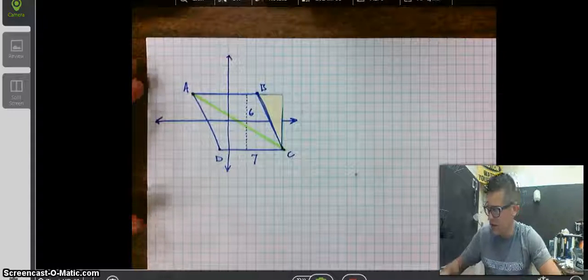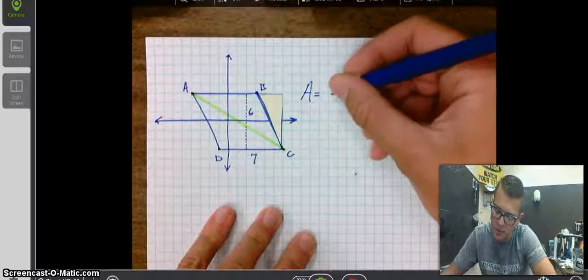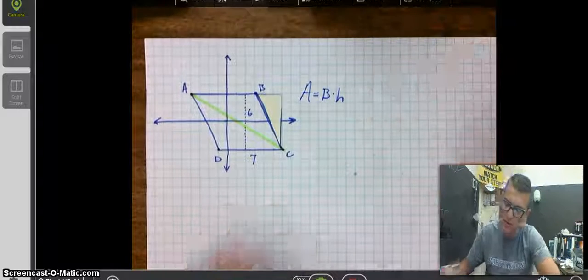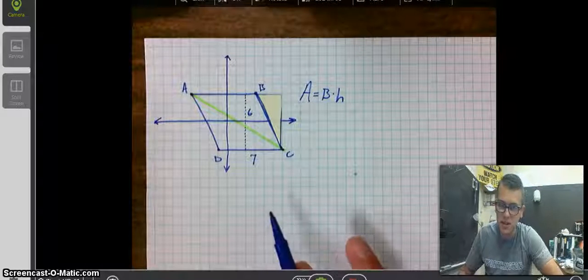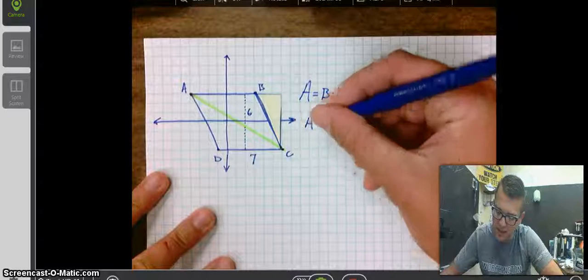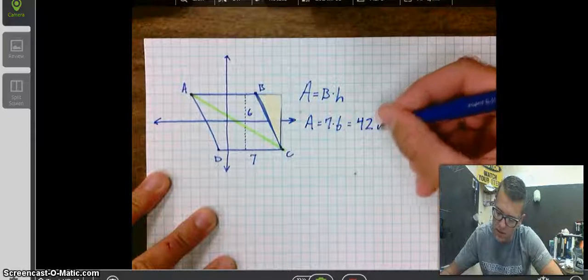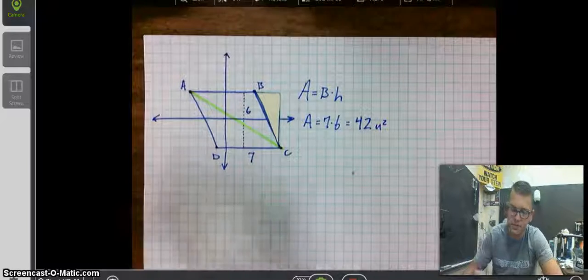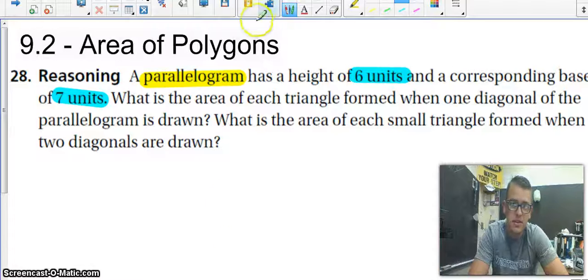So because of this relationship, our parallelogram area, just as simple as a rectangle, is just your base times your height. So since I know the base is 7 and the height is 6, that tells me that the area is just 7 times 6, or 42, units squared. Now the problem is that's not what this problem actually asks. So let's read on to see what the problem actually asks.